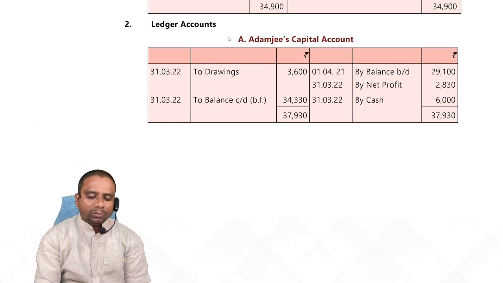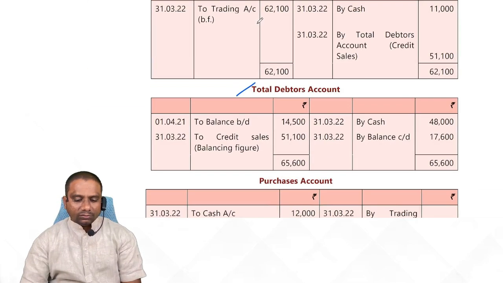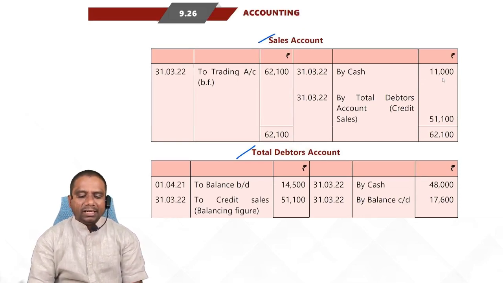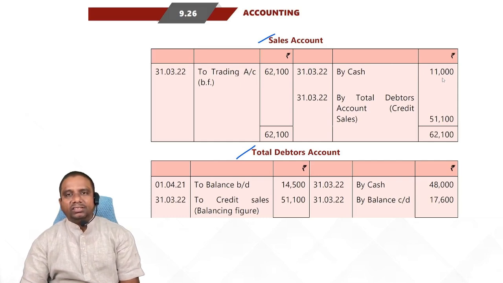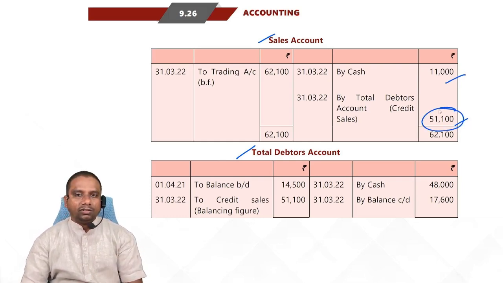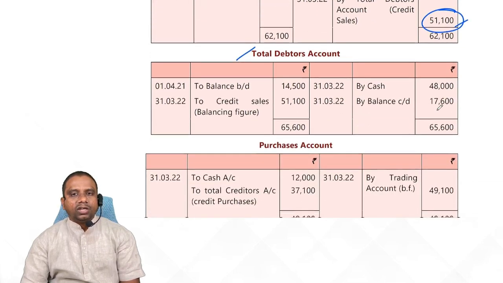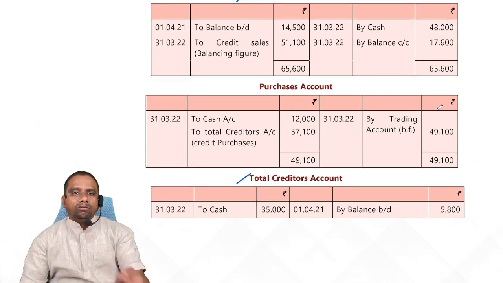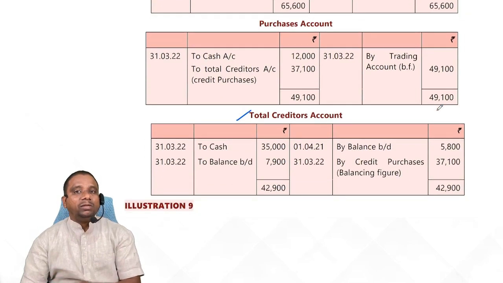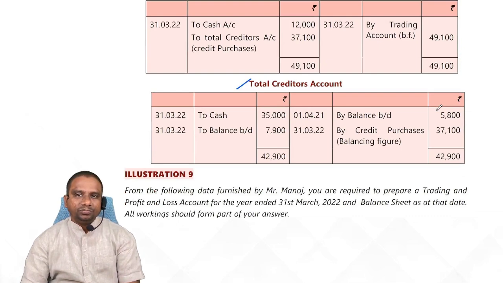They have also prepared capital account. Next one, sales account. By preparing sales account, what they have identified, credit sales, sorry, total sales. This is cash sales and this is credit sales. Credit sales are from debtors account. Look at debtors account. After that, purchase account. What amount we have identified by preparing purchases account? Total purchases. Total purchases means cash plus credit. Credit purchases are taken from creditors account. Just try to understand the logic.